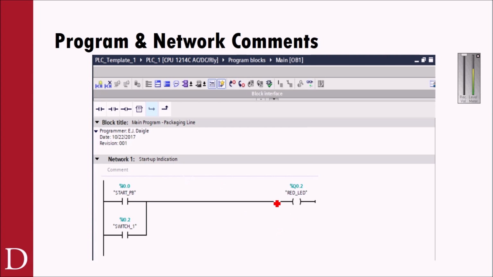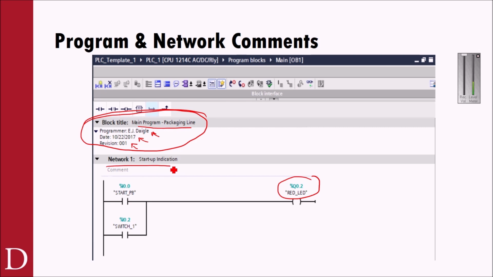Program and network comments. I see I fixed this here. This is nice. Q0.2. That makes much more sense than what it was before. My recommendation to you is when you work with the software, go ahead and put in a block title, main program packaging line. Put in some comments, your name, your date, maybe the program revision. So if somebody's looking at your code at a later time, they can actually say, oh, I see what's going on. And then when you get into each rung, let's go ahead and put in some network comments. I should be careful about using that word rung, right? So some network comments also.